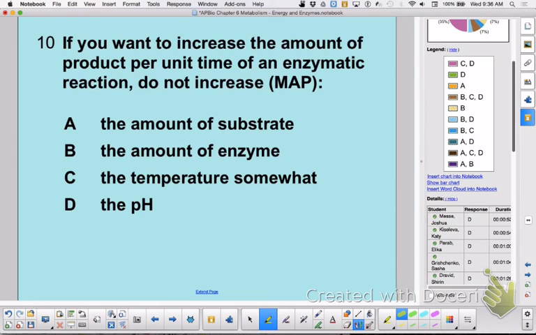Will it go more? Yes. If I increase the amount of enzyme, I have more active sites available. It will go faster. If I increase the temperature somewhat, yes, but not if I increase the temperature really high. Why if I increase the temperature somewhat? What will happen inherently to the system? It'll be faster. The kinetic energy is increased. How about if I change the pH? No. Changing the pH will change the shape of the enzyme, change the shape of the active site.